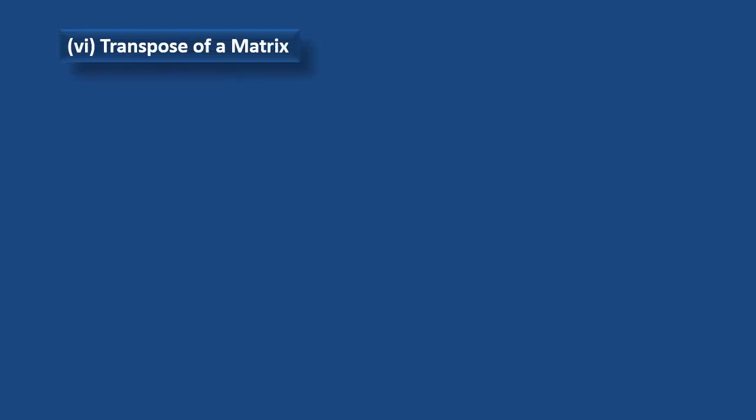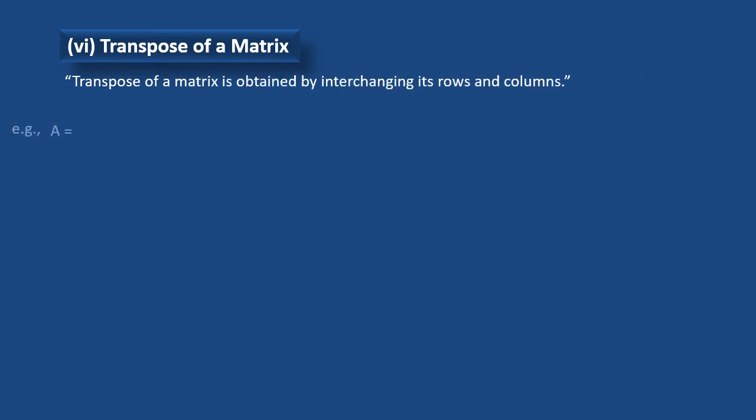At number 6, we have transpose of a matrix. Transpose of a matrix is obtained by interchanging its rows and columns. For example, this is matrix A and this is its transpose. Did you see what happened? Let me display it again. Now, concentrate and note the interchanging of rows and columns.